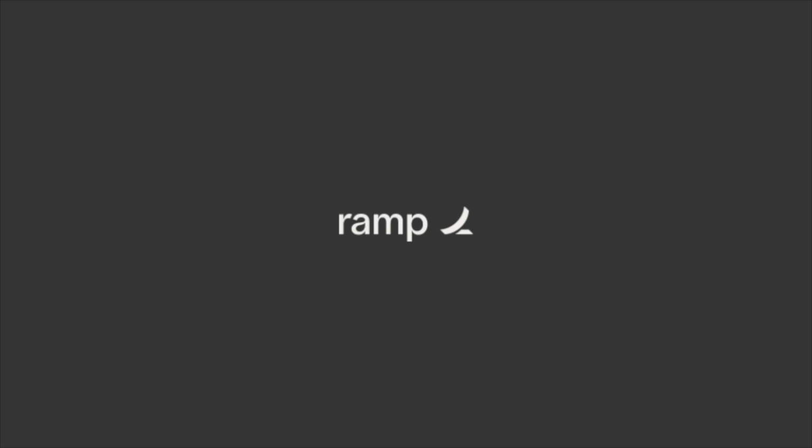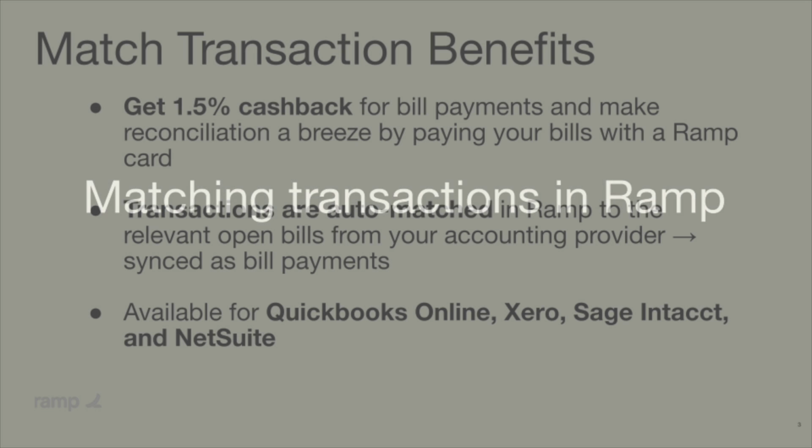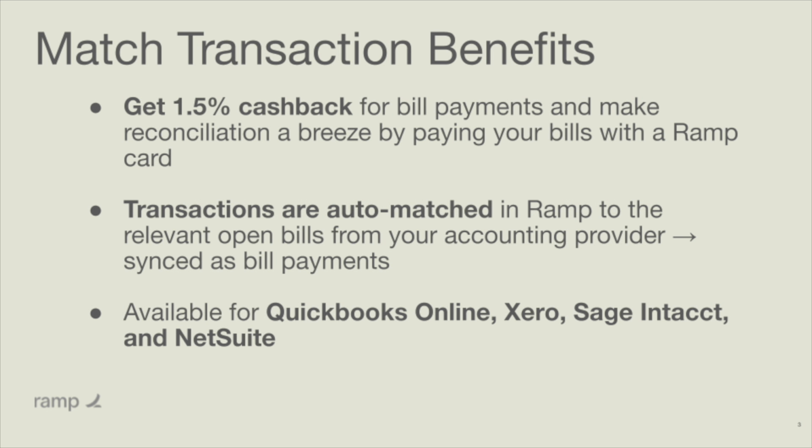We are introducing the ability to get 1.5% cash back for bill payments and make reconciliation a breeze by paying your bills with the Ramp card. With this product feature, we will auto-match card transactions in Ramp to the relevant open bills from your accounting provider and sync them as bill payments. This is available for QuickBooks Online, Xero, Sage Intacct, and NetSuite.